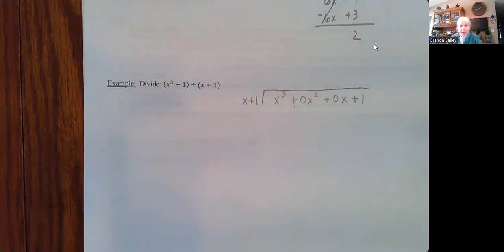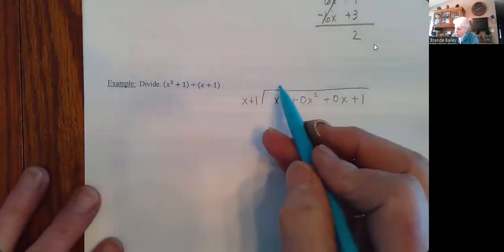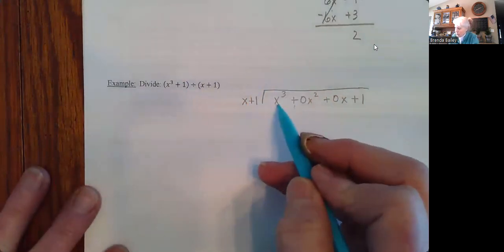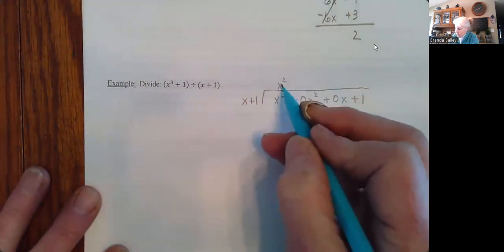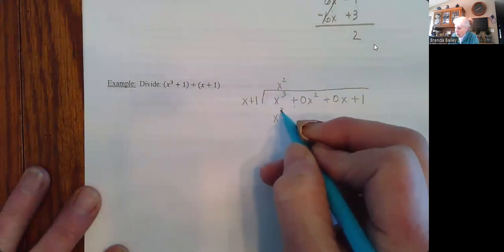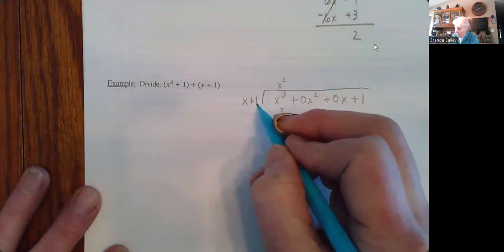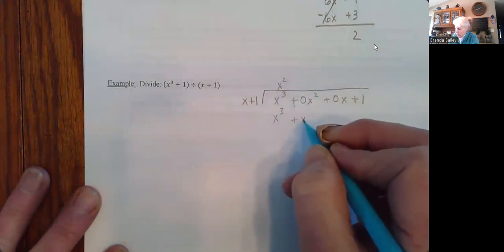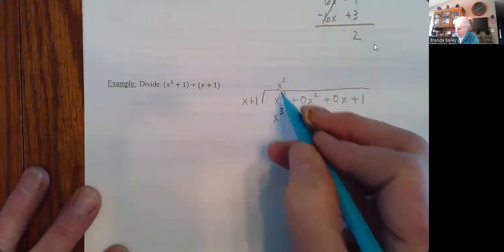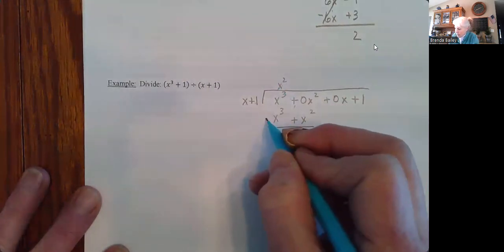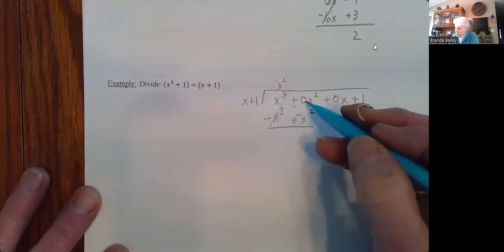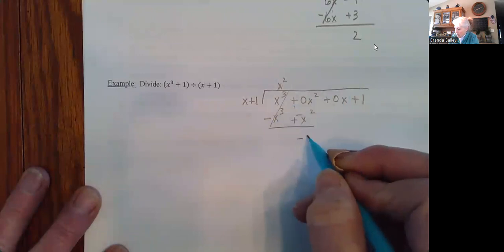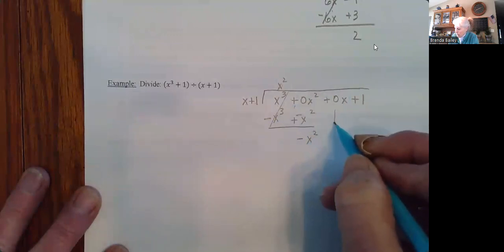All righty. So now that we have it set up, we're going to start the division. You ask yourself, what times x gives you x cubed? Well, that would be x squared. X squared times x is x cubed. X squared times 1 is a plus x squared. 1x squared. Don't forget to change the signs, easy to do. And then that'll drop out. 0 and a negative 1 is a negative 1x squared. Bring down your next term.